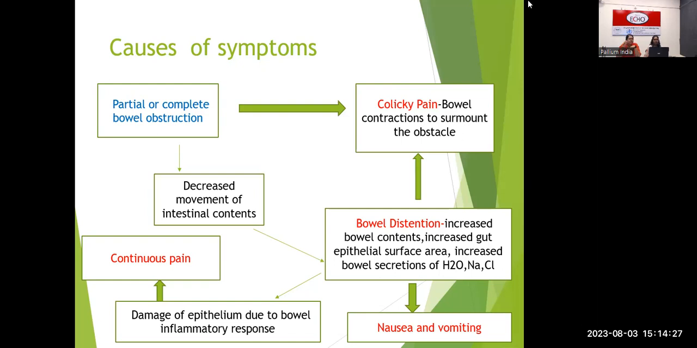And as I said, initially it can start as a colicky pain, later it can continue as a continuous pain. Why does it occur? Because of the inflammatory response. The bowel is being affected, and the bowel starts to distend and starts secreting so much water and electrolytes. And slowly, what happens? Some inflammatory response is happening in the intestine, leading to continuous pain. And then later, what happens? Decreased movement of intestinal content occurs, leading to bowel obstruction.